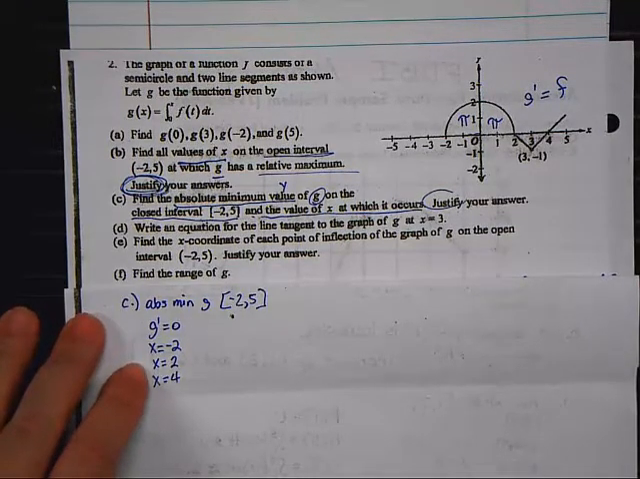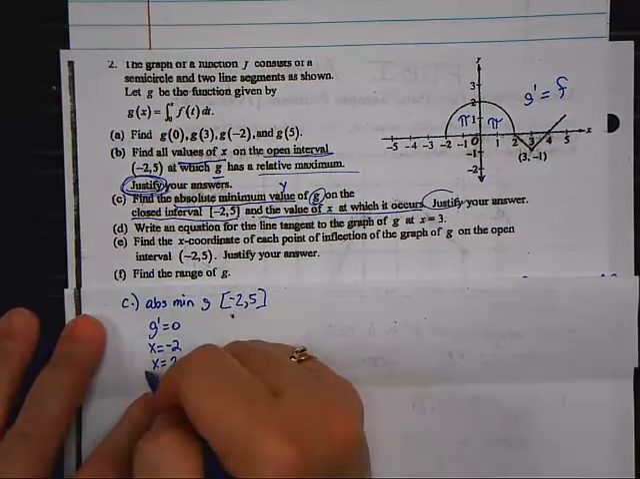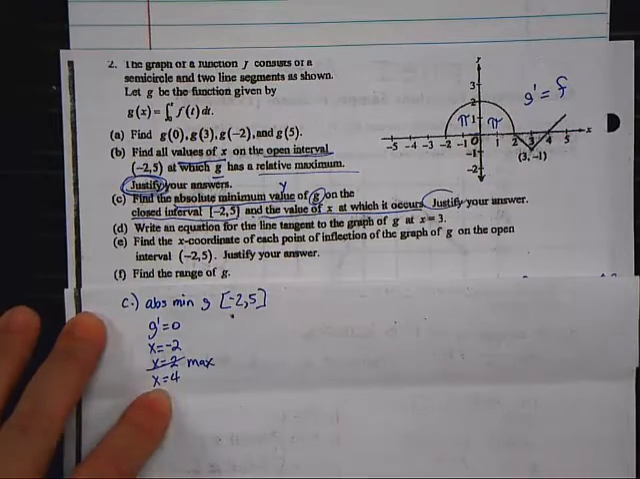But you know what? I know for a fact that 2 cannot be the answer. Does anybody know why? Because it's the max. If 2 is the max, it's not going to be the min, right? So I can throw that out and say this is the max. So I don't need it. Okay.